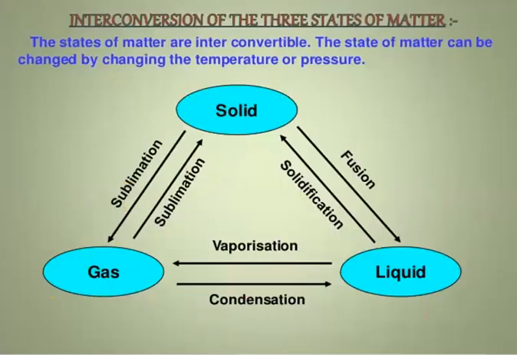The states of matter are interconvertible. The states of matter can be changed by changing the temperature or pressure or both. This is known as interconversion of states of matter. This is the representation to show interconversion of states of matter and includes the changes. These changes or processes help in interconversion of states of matter.